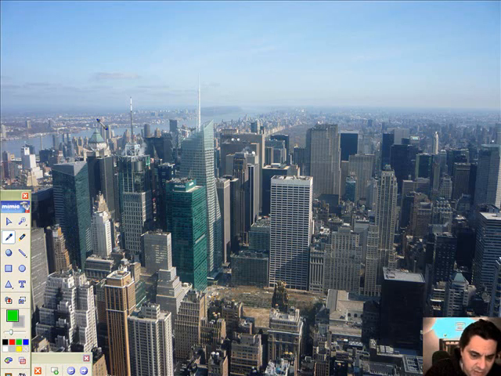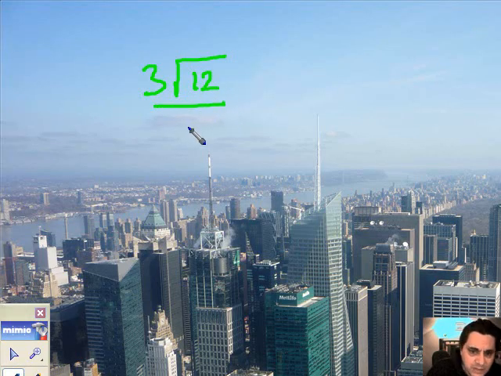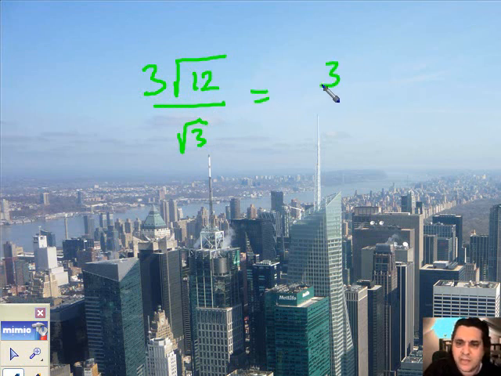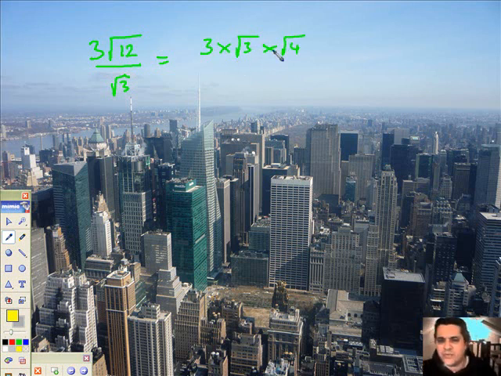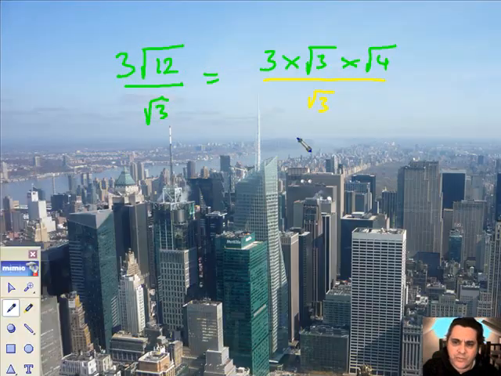Alright, let's just go for green. Alright, what have I got here? I've got 3 lots of root 12, divided by the square root of 3. I can do this in a number of ways. I can take my 3 and call it 3, and multiply that by the root of 3 times the root of 4. I don't like that, it's not very visible. Alright, 3 times root 3 times root 4. That's all divided by root 3, okay?